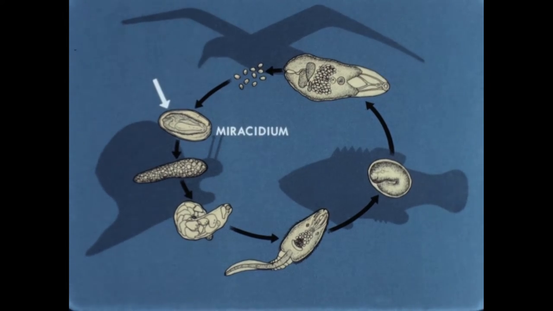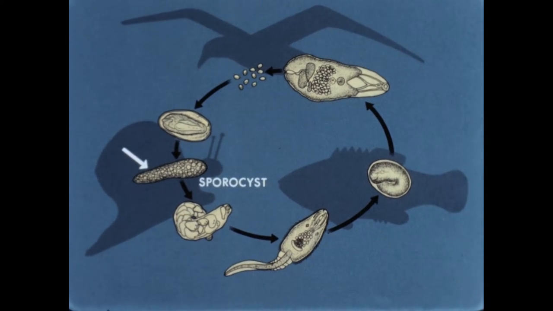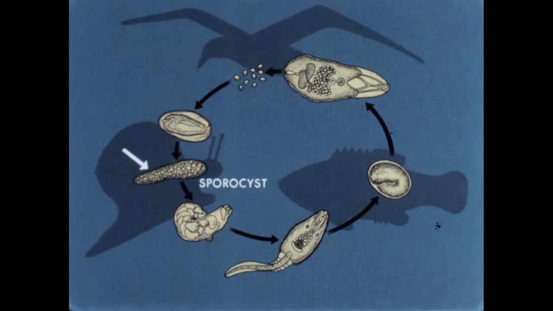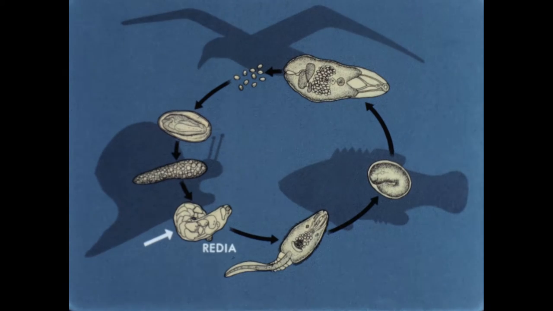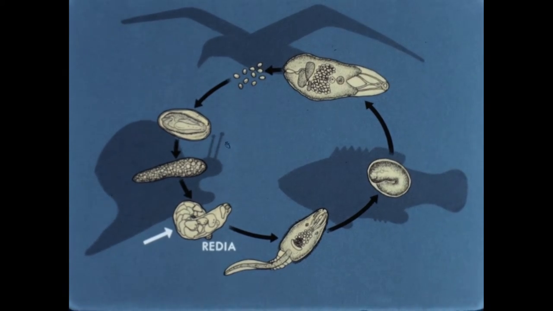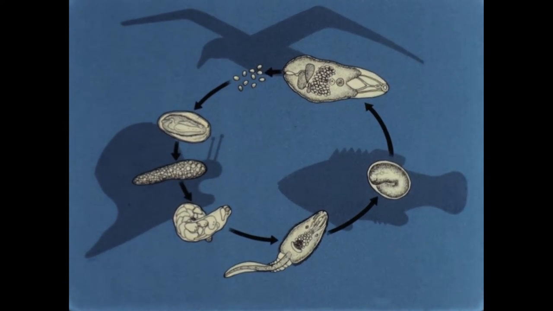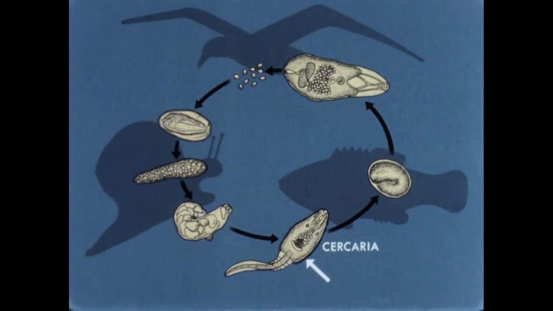First, the myracidium, which hatches out in the snail, metamorphoses into a second larval type, the sporocyst, which is little more than a bag of germinal cells. These germinal cells develop, by a process of polyembryony, into individuals of a third larval type, the redia. The redia is similar to the sporocyst, and in its turn produces a large number of larvae of a fourth type, the cercaria. These larvae are active swimmers and escape from the snail in swarms.